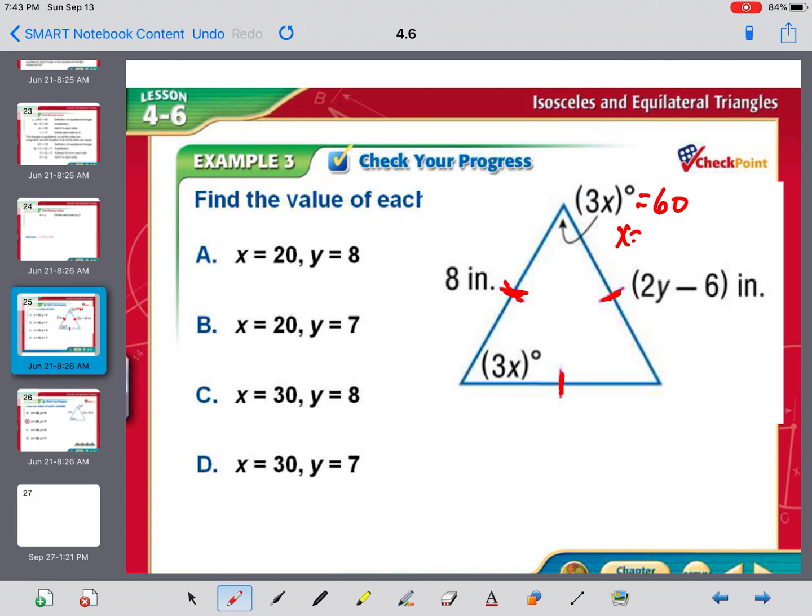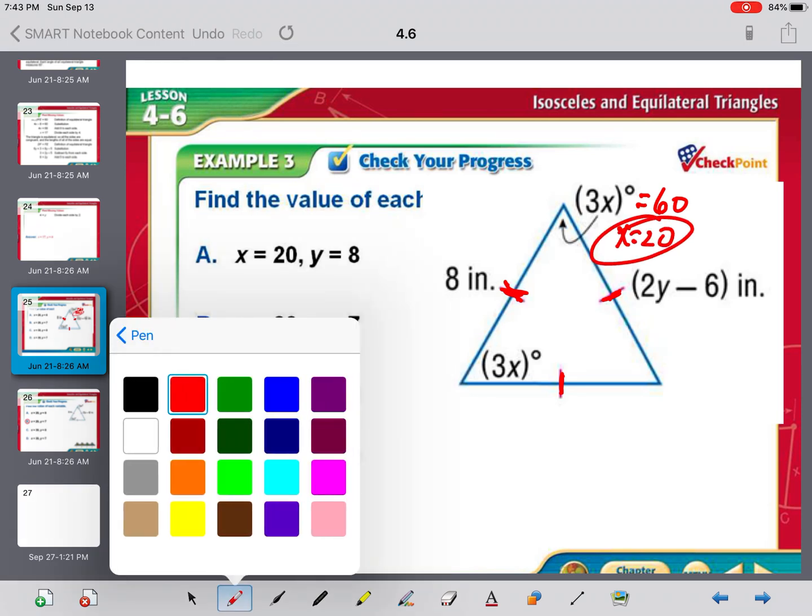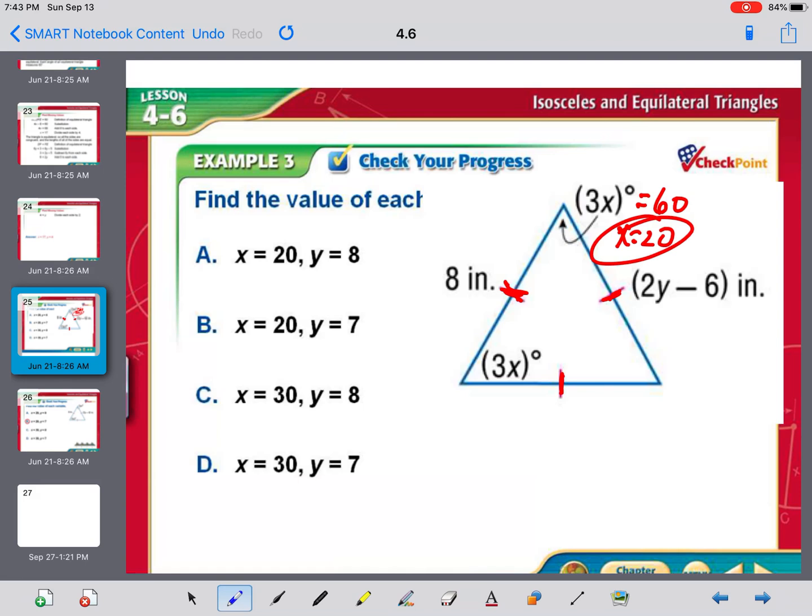We are told up front that all sides are congruent, which means all angles are congruent, because equilateral is also equiangular, which means the 3x has to be equal to 60, because they're all equal, they're all 60, and so x is 20. X is 20.